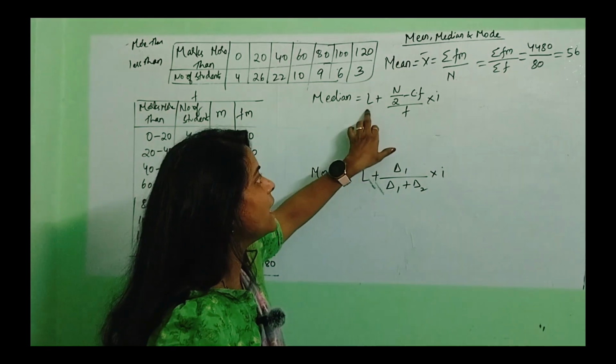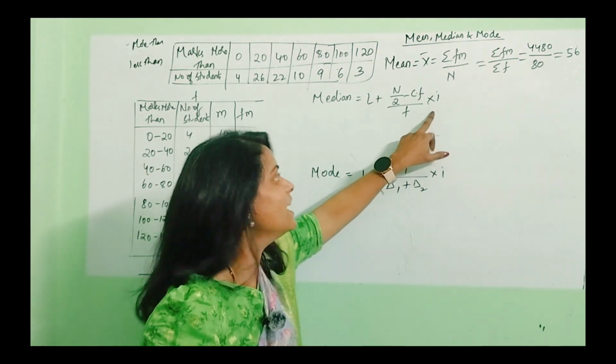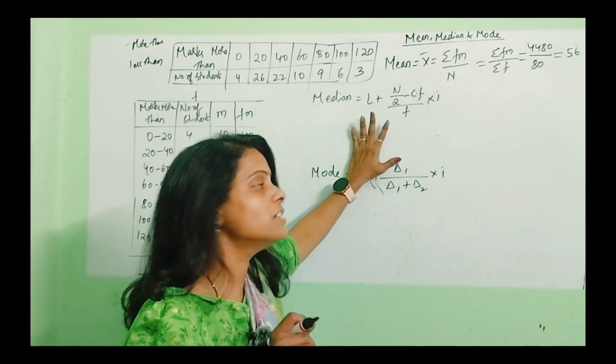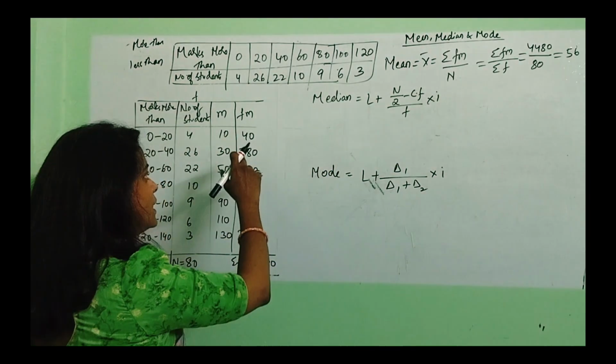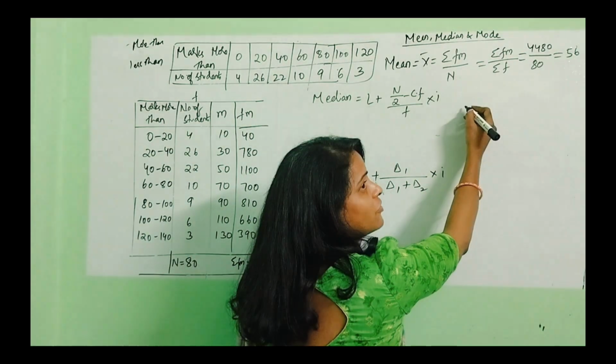Okay, next we will go to the median. So what is the median formula? L plus n by 2 minus CF by F into I. So what we have to first find out is what the median is. Okay, so what is a median? One more formula we have for that.